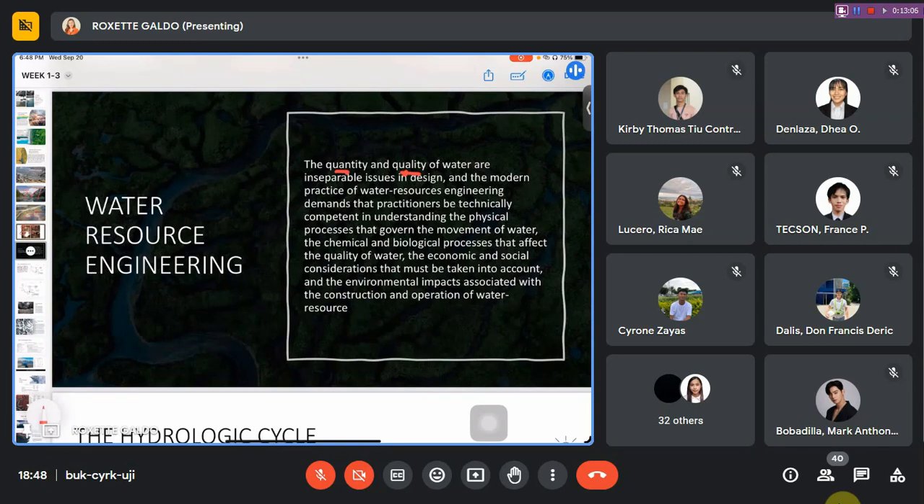So, the modern practice of water resources engineering demands that we engineers should be technically competent in understanding the physical processes that govern the movement of water, the chemical and biological processes that affect the quality of water, and economic and social considerations that must be taken into account, and also the environmental impacts associated with the construction and operation of water resource. So basically, this summarizes our function as engineers in the field of water resource engineering.